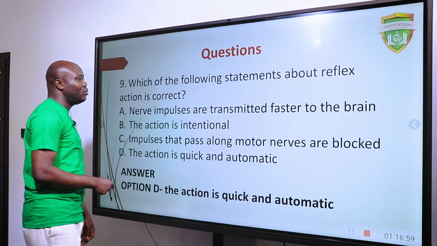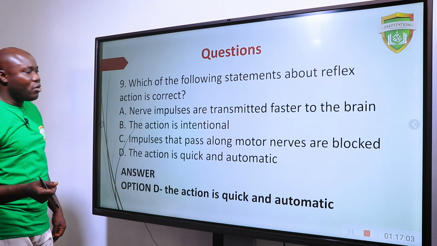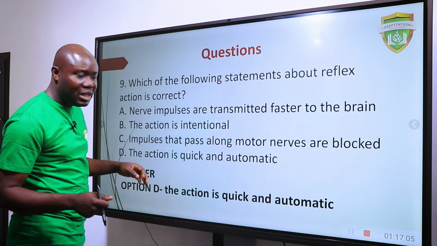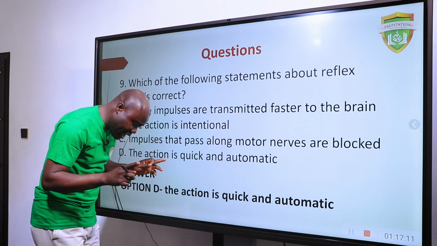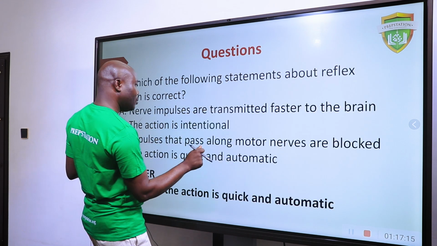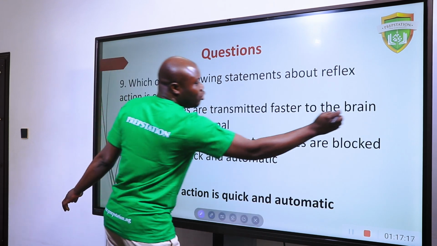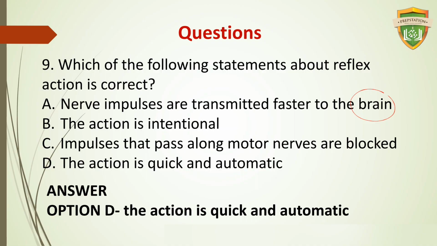Then the next question: which of the following statements about a reflex action is correct? Nerve impulses are transmitted faster to the brain. Yes, they are transmitted faster, but they do not get to the brain. So I cancel this. Next, B, the action is intentional.